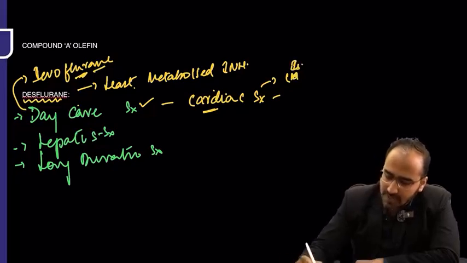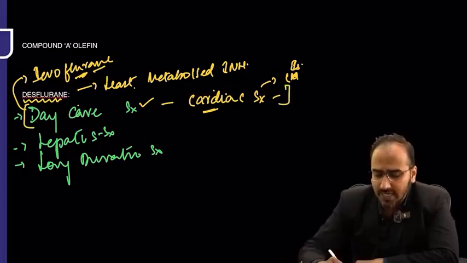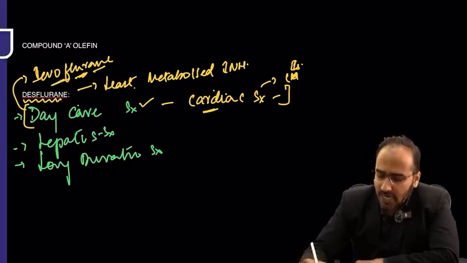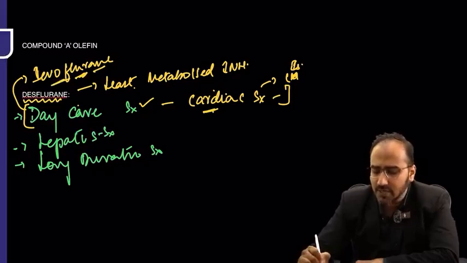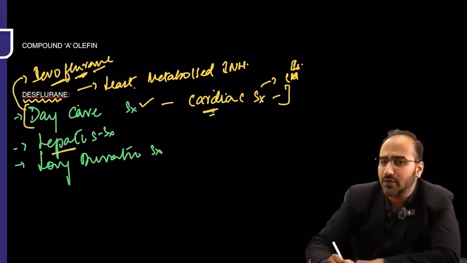Okay. So, even though you remember guys, the best agent for daycare and cardiac surgery is desflurane, most commonly for daycare, we are using sevoflurane, and for cardiac surgery, we are using what guys? Isoflurane. Okay. In hepatic surgery also, you can use desflurane.